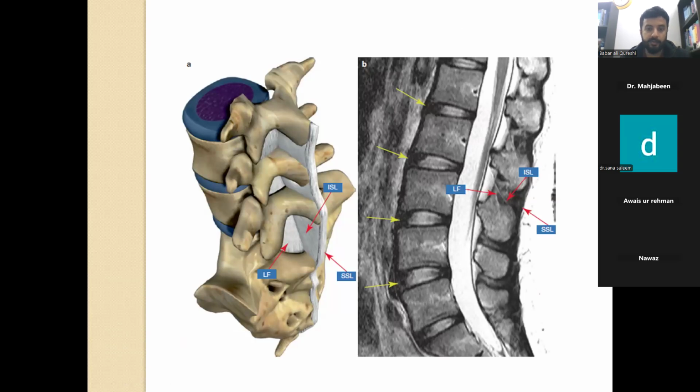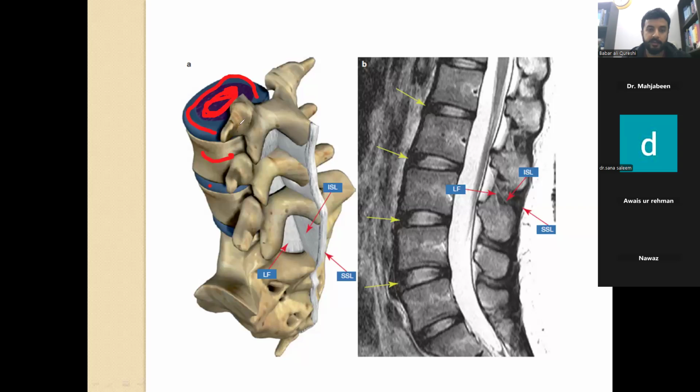Now, as we go down in the lumbosacral region, again, we can appreciate all these structures. These are the vertebral bodies. In between the vertebral bodies is the intervertebral disc. The disc itself can be divided into two parts: the central gelatinous material, that is the nucleus pulposus, and the annulus fibrosus, that is covering the disc.